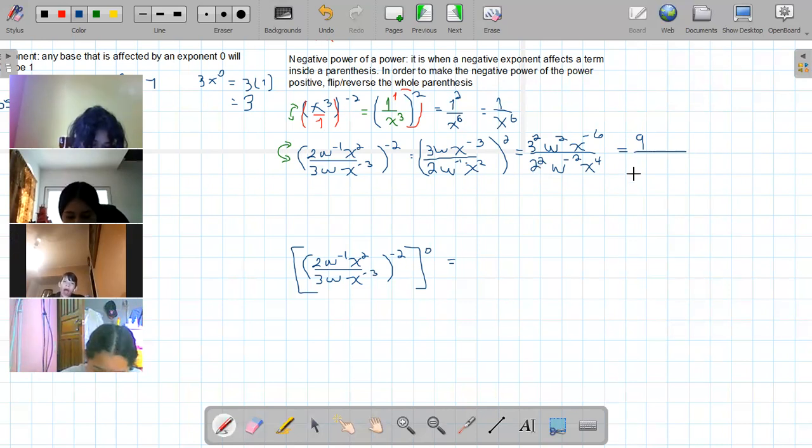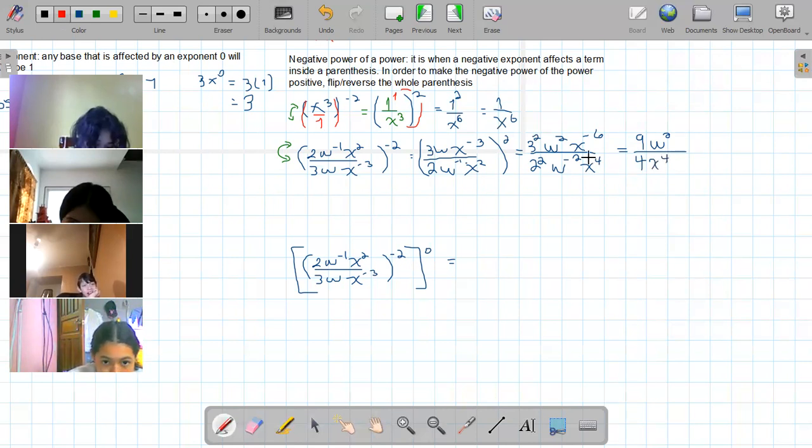So 4. Now, I'm going to copy the variables that have positive exponents. So I get w squared in the numerator. This exponent is negative, so I don't copy it. This exponent is negative, so I don't copy, but this is positive. So I will copy x to the 4th power.